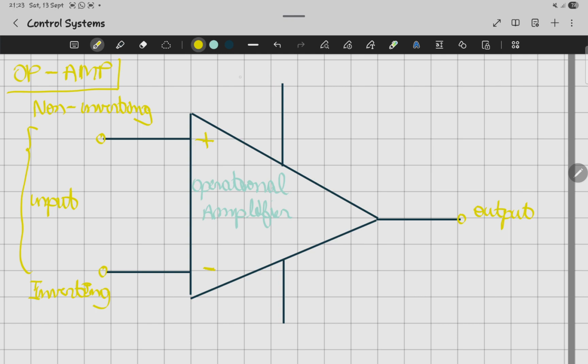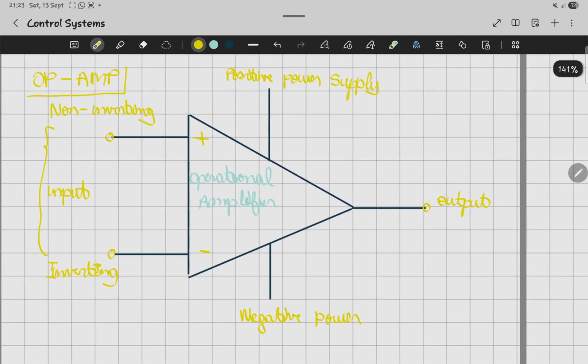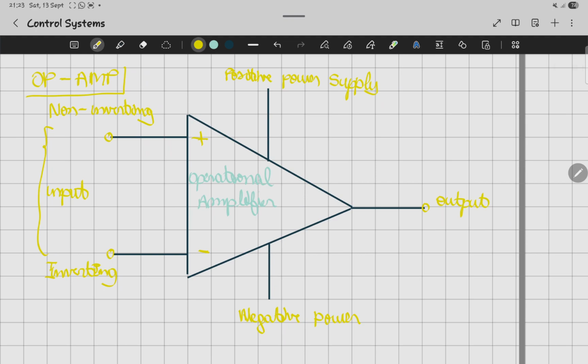So this one is a positive, the top one, positive power supply, and this one is the negative power. Okay, this is all what you see on the operational amplifier.